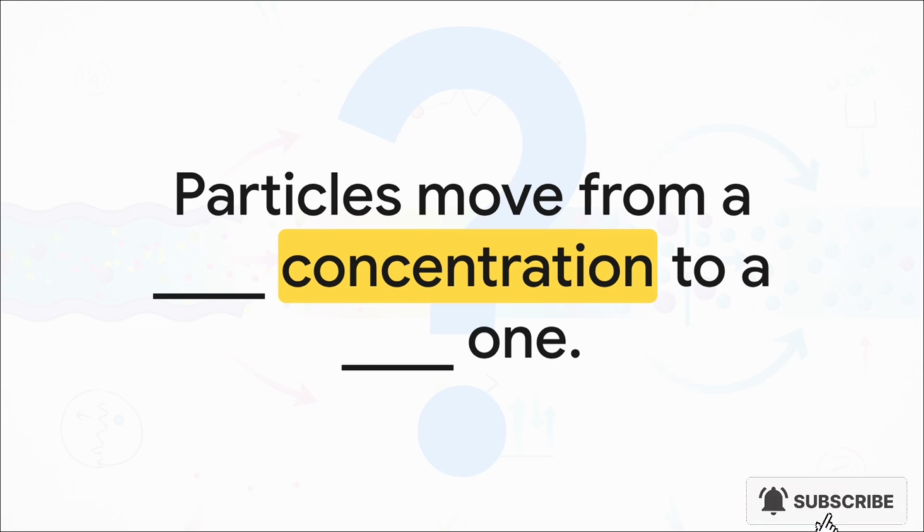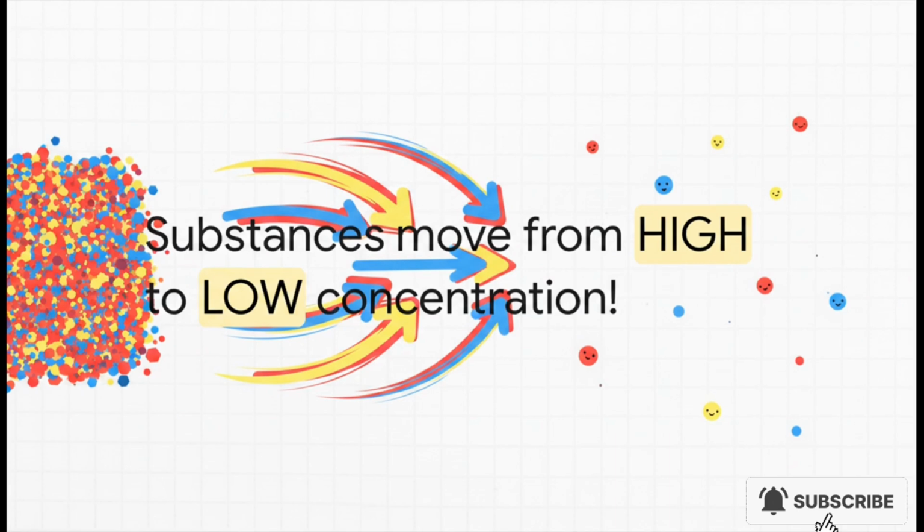Think back to that crowded room. Got it? That's right, high to low. Particles always want to escape the crowded high concentration area and find way more space in the low concentration area.